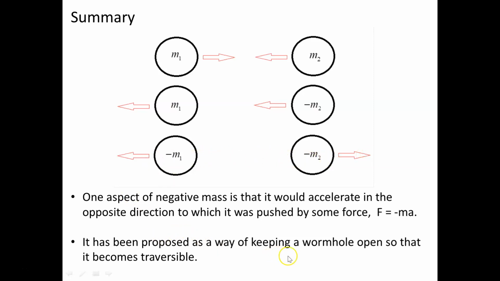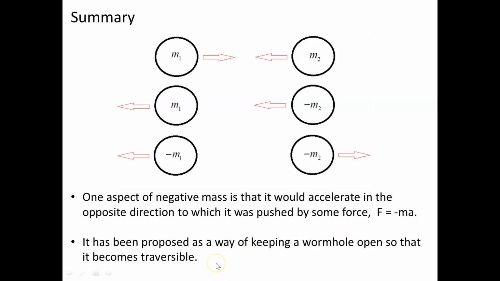So one aspect of negative mass is they would accelerate in the opposite direction to which it was pushed by some force. If we just look at Newton's second law here, with a positive mass, if this were a plus here and not a minus, then when a force is applied to an object of some mass m, it will accelerate in the direction of that force for as long as that force is applied. With negative mass, you give it a push, it accelerates in the opposite direction, as you can see here.